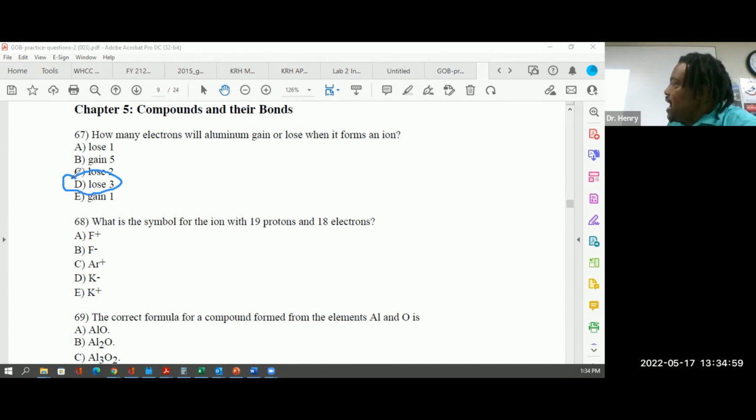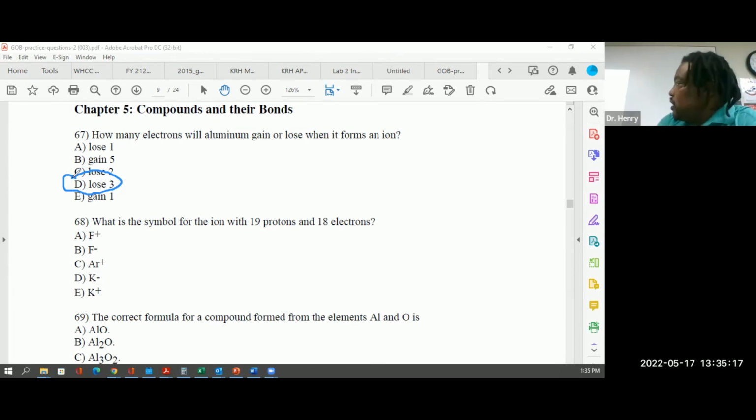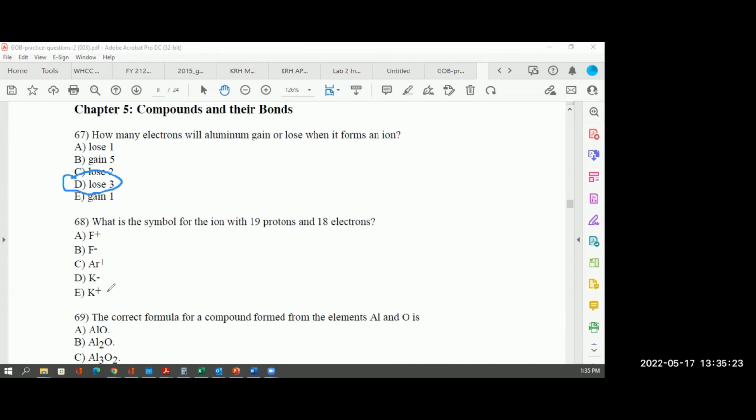What is the symbol for the ion with 19 protons and 18 electrons? So we know that protons define the element. So what is the element? Potassium. So if it has 18 electrons, what would be the charge? Would it be a negative charge or a positive charge? Positive. Okay, that's correct.